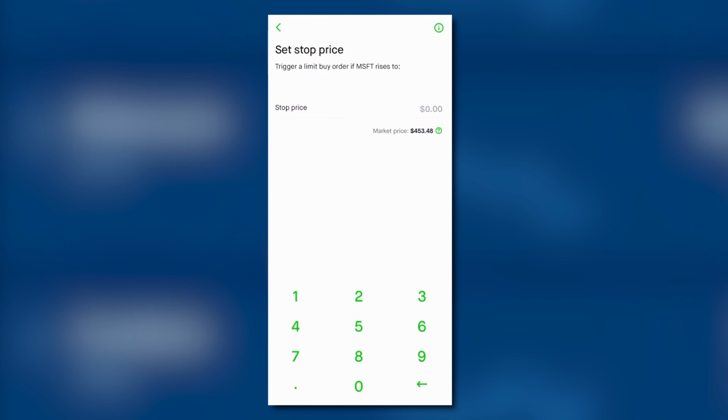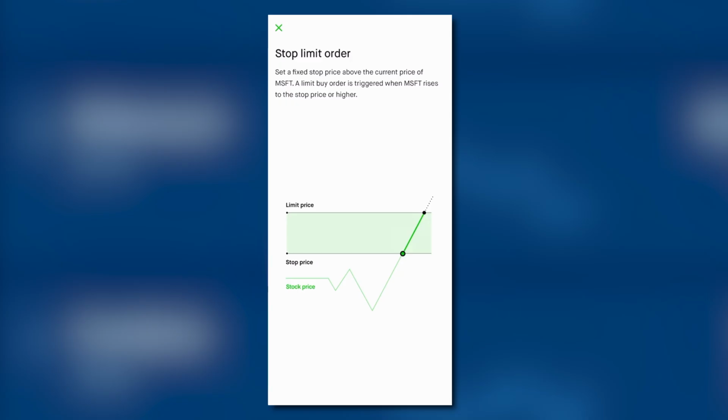The next type is called a stop limit order. This works similarly to a stop order, but instead of triggering a market order, it triggers a limit order when the stop price is met. For example, you can set a stop price at one level, but only buy or sell if it hits a specific limit price you define. This allows for more control over the exact price at which your order is executed.